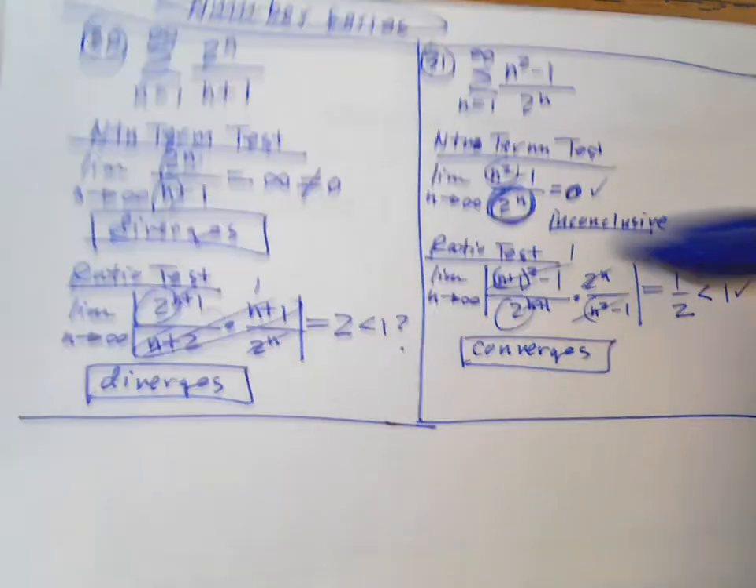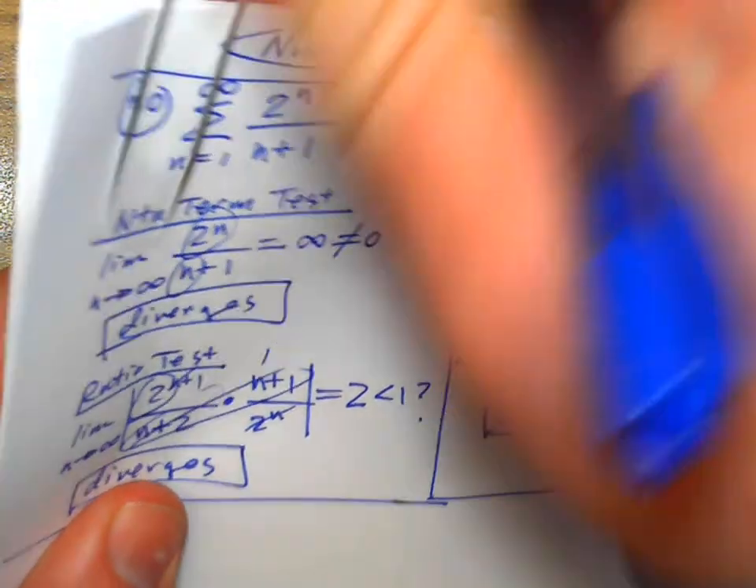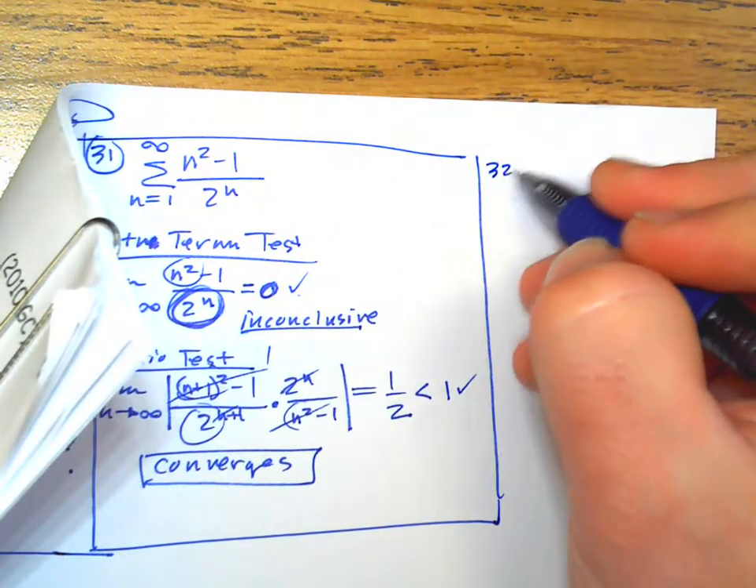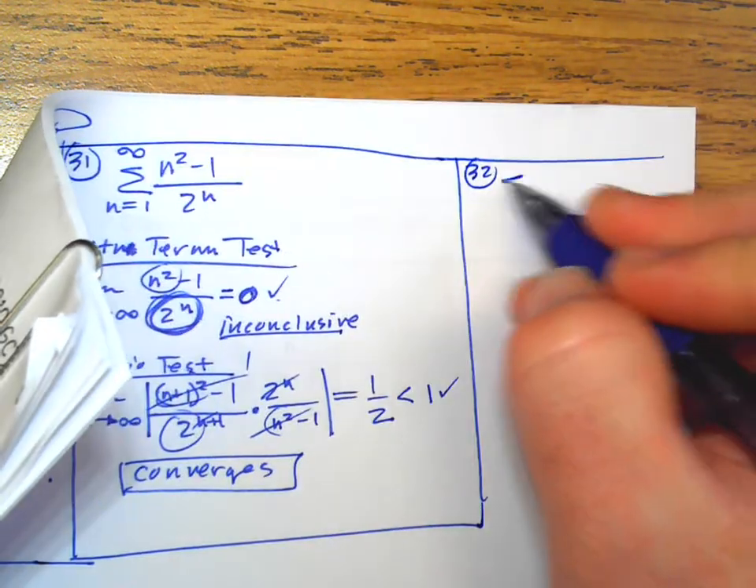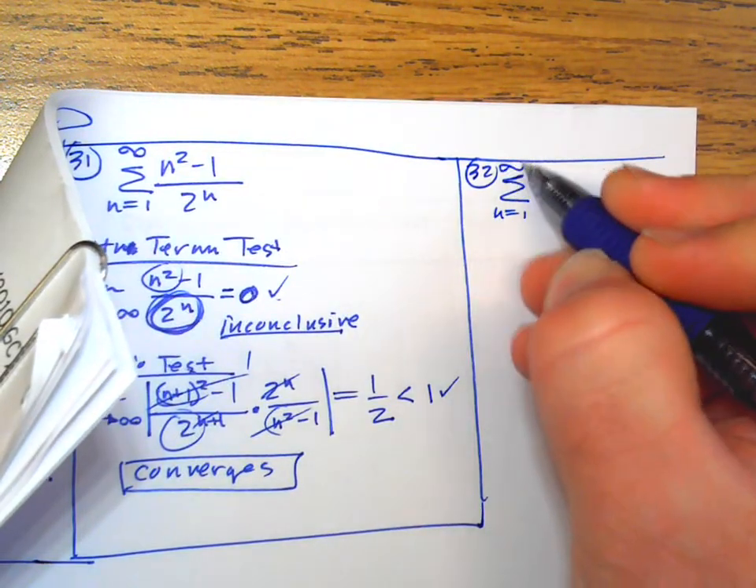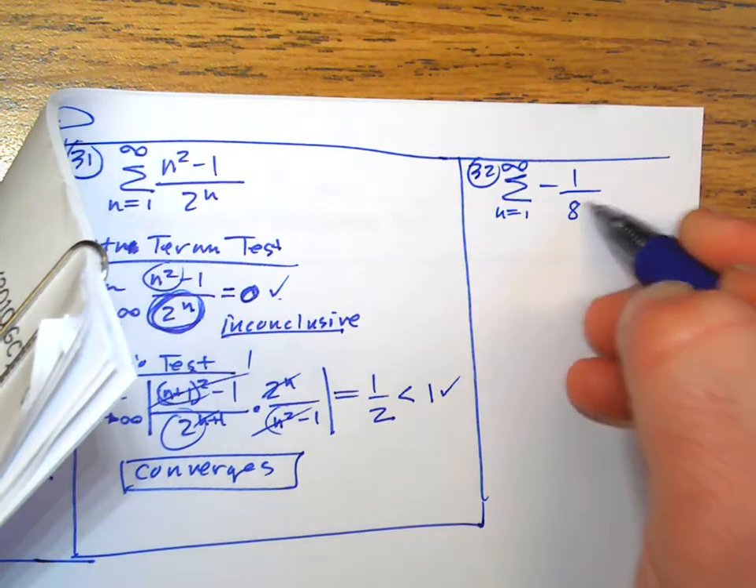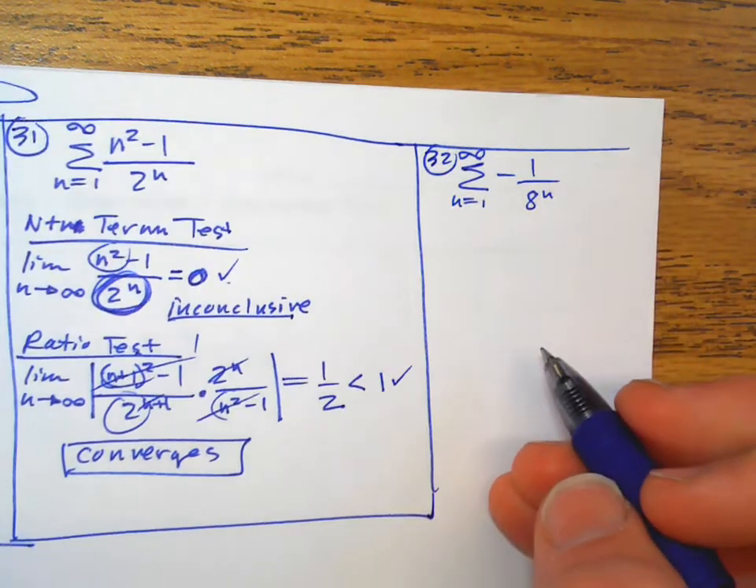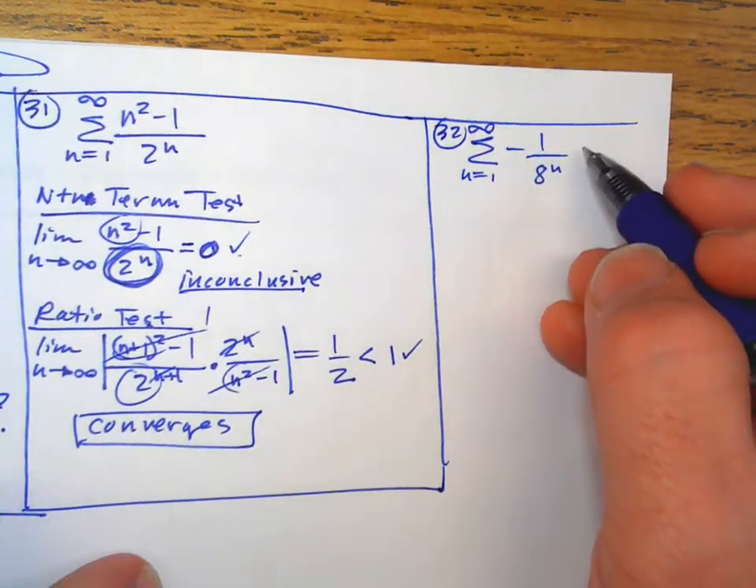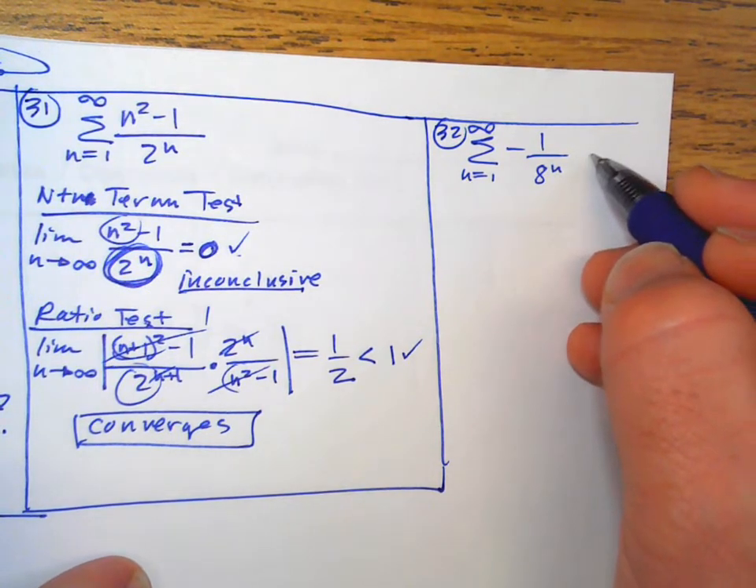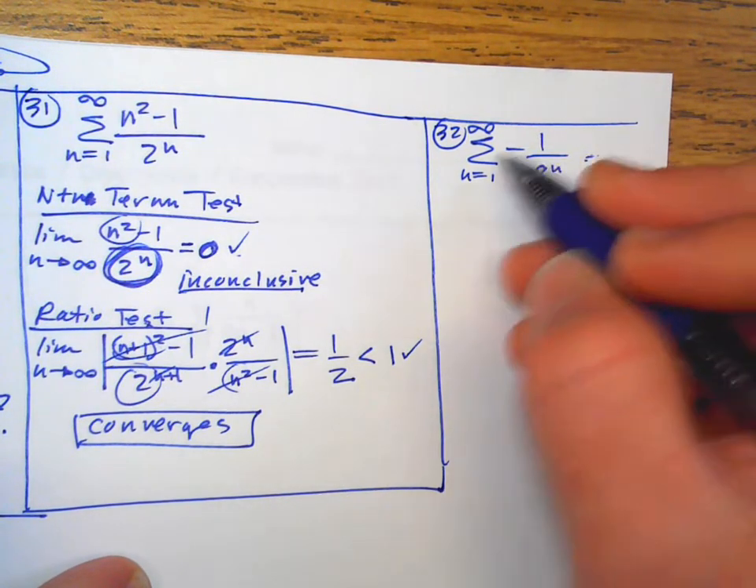All right. 32. Negative 1/8 to the n. Now, I think this is actually a geometric series, right? By the way, it's not alternating, it's just every term is negative.